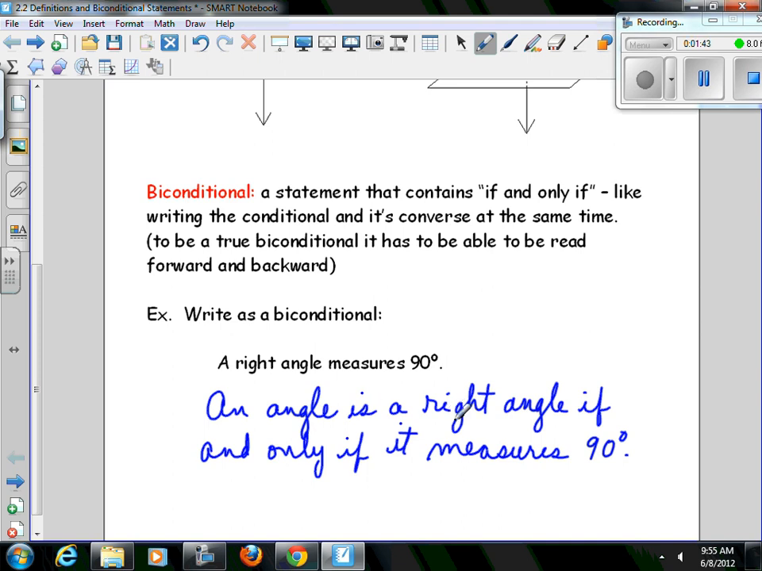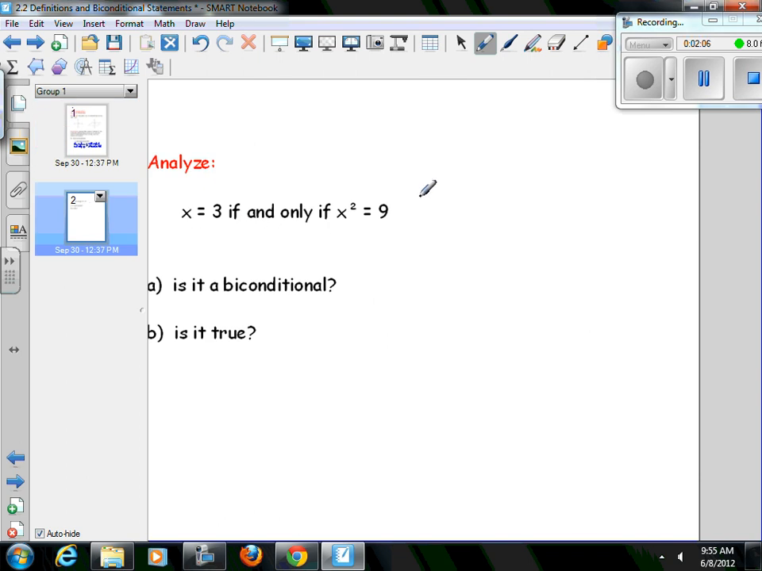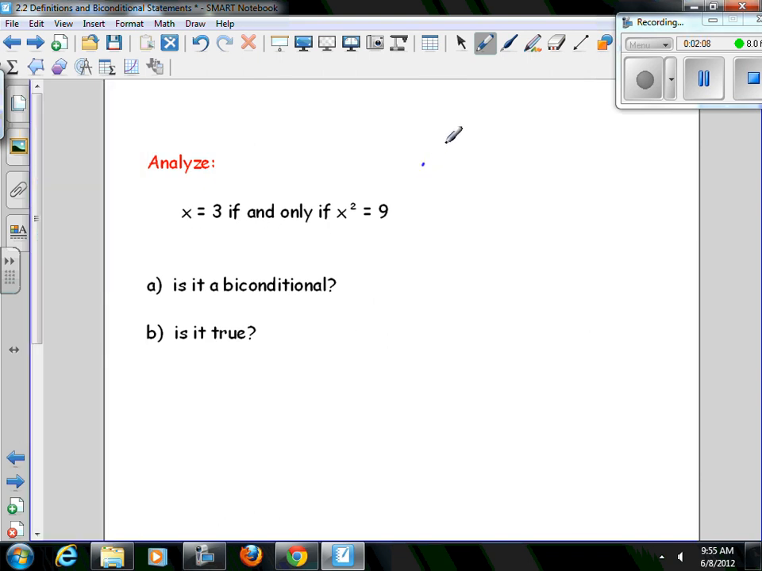It's a right angle if it measures 90 degrees. If it measures 90 degrees, well, actually, write it as a conditional statement. If it's a right angle, then it measures 90 degrees. If it measures 90 degrees, then it's a right angle. That's true both forward and backwards. That's why we can write it as a biconditional statement and have it be true. Now, let's move on to another example.